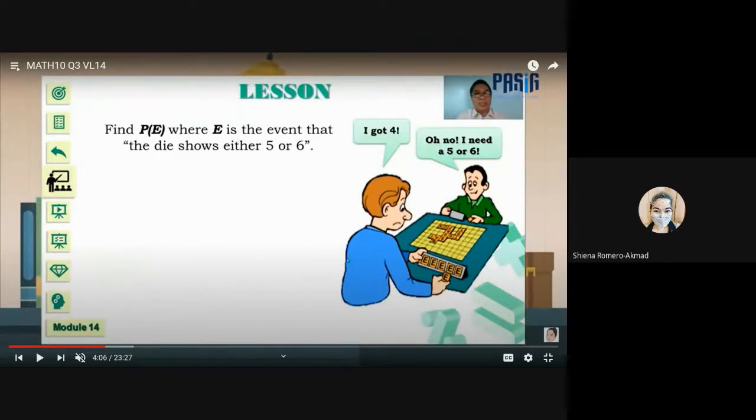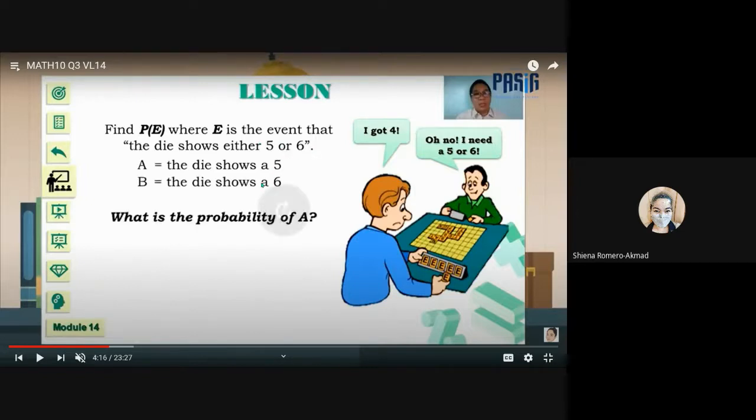For us to get the probability that the die shows either 5 or 6, kasi yun lang yung chance niya para mauna kay Bobby, we have to first show the two events. Remember that we are dealing with two different events, that is getting a 5 or getting a 6. So ano muna yung probability that we will get a 5? So yung probability na 5 ang makukuha natin is 1.